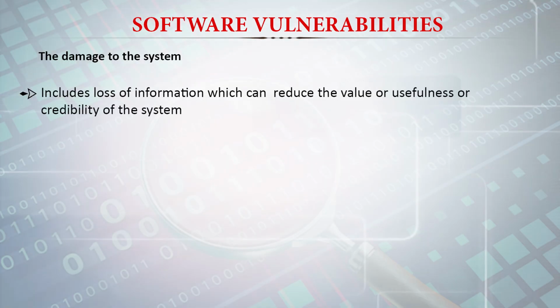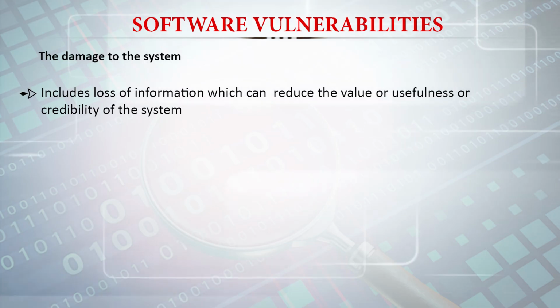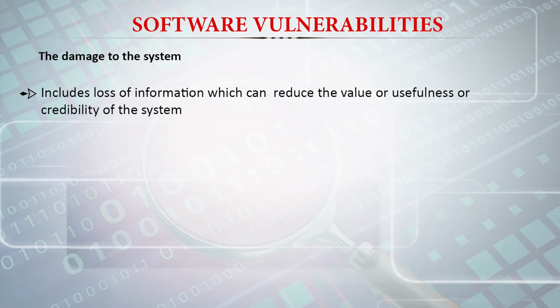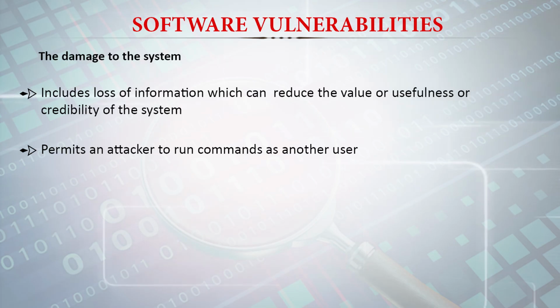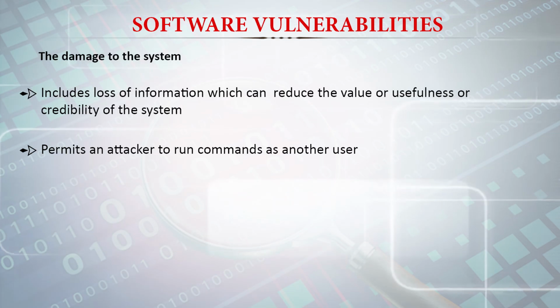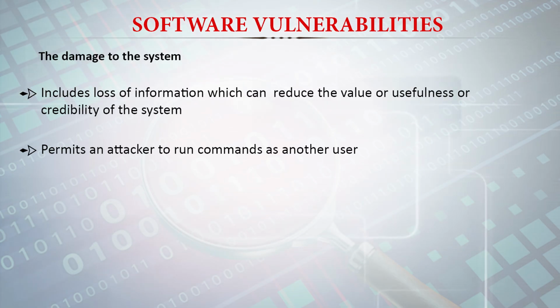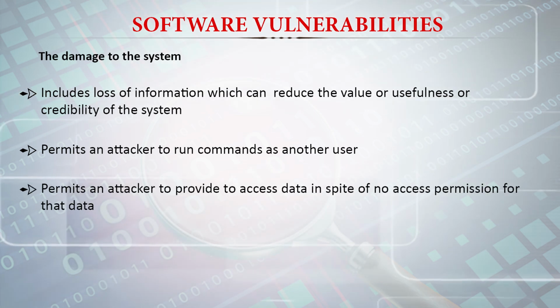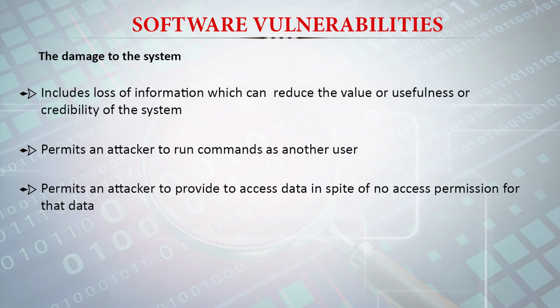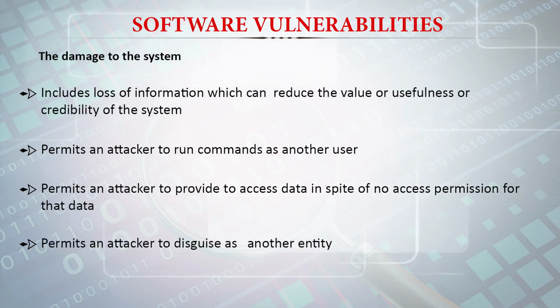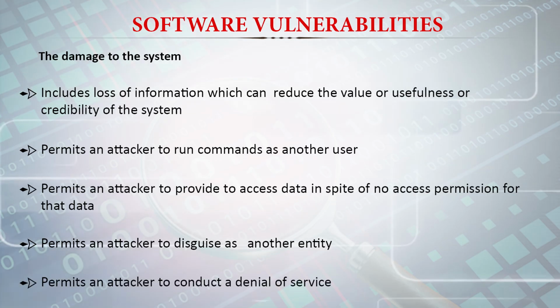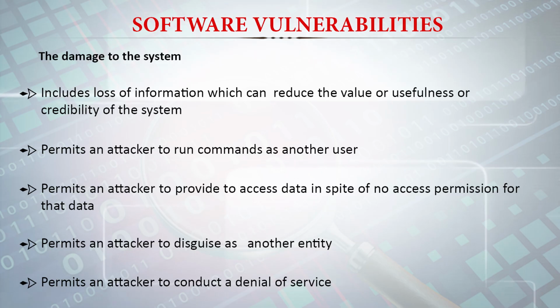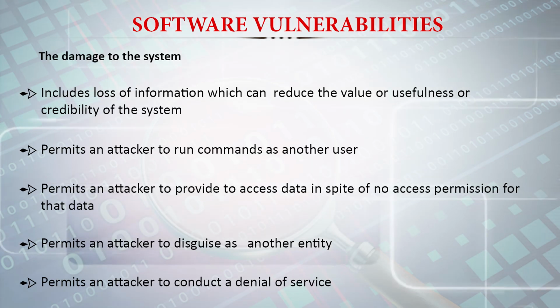Now, what damage will it cause to the software or to the system if it is vulnerable? It includes loss of information, which can reduce the value, usefulness or credibility of the system. It permits an attacker to run commands as another user. One example is that if a software system is vulnerable, security is very weak. It permits an attacker to access data in spite of no access permission for that data. It permits an attacker to disguise as another entity. It permits an attacker to conduct a denial of service. So these are a few activities which take place if the software is vulnerable.